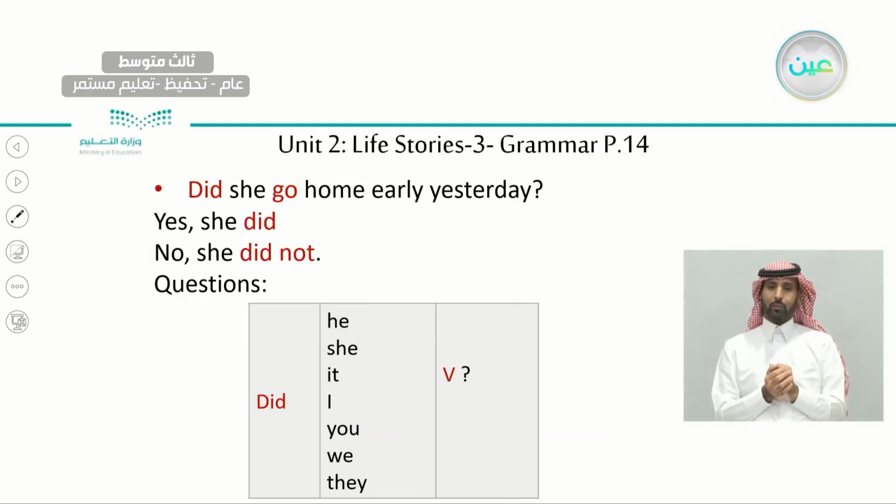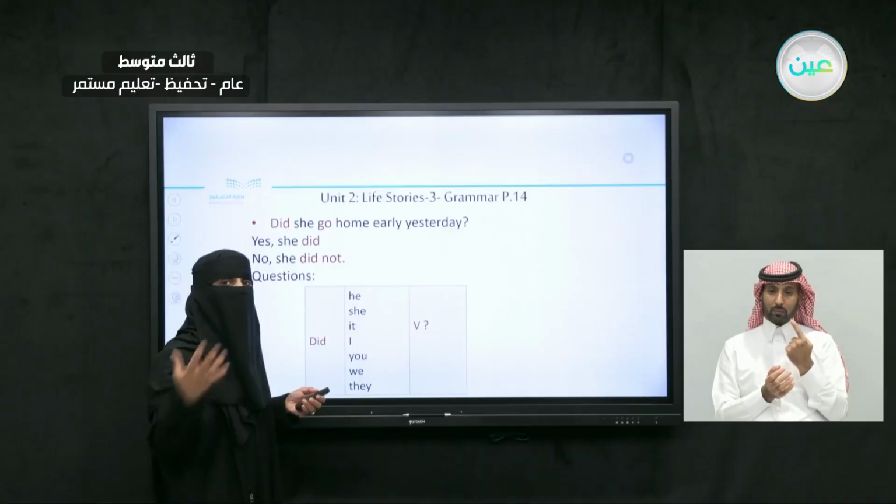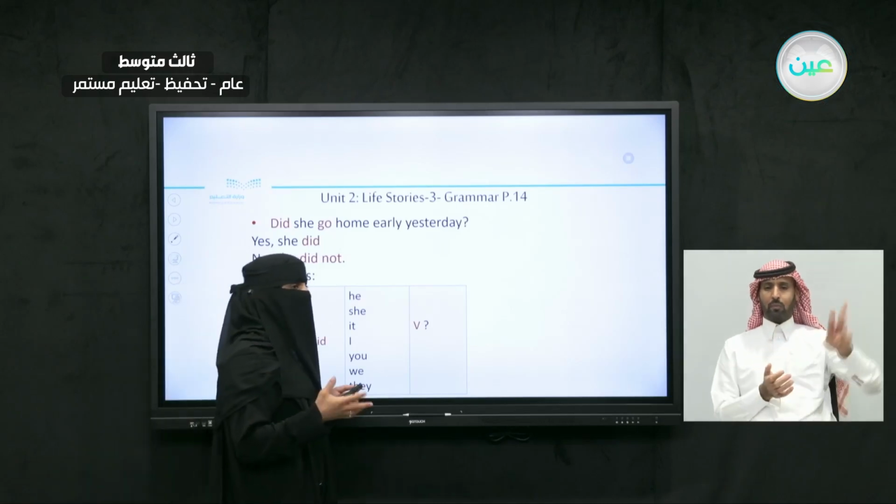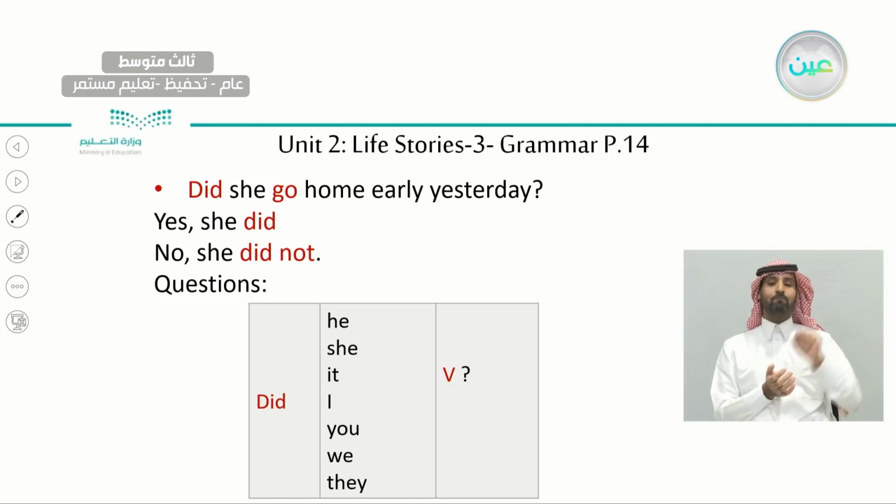Okay? طيب يا miss, sometimes we have another type of questions, not only WH questions. We have another type, which is the yes-no questions. The answers will be yes or no. We started with did. Did she go home early yesterday? Go. Is it in the past? No, it's a verb infinitive. So how do we form it? We have did, the subject of the sentence, and the verb infinitive. The answer will be yes, she did, or no, she did not. No, she didn't. Okay?